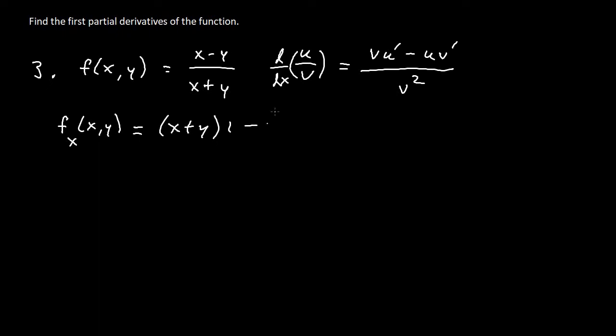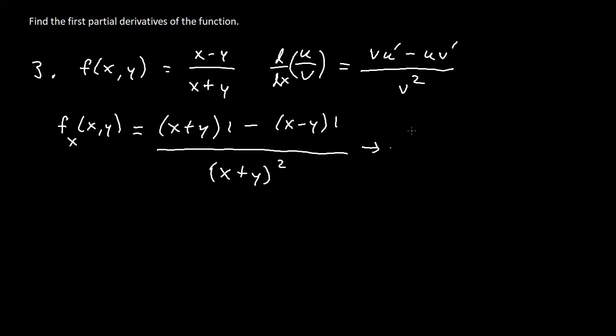Now minus the higher, or the top function, which is x minus y, times the derivative of the lower function. So the derivative of x plus y: the derivative of x is simply 1, and the derivative of y is 0, because y is treated as a constant, so 1 plus 0 is 1, and then all over the lower function squared, so x plus y squared.